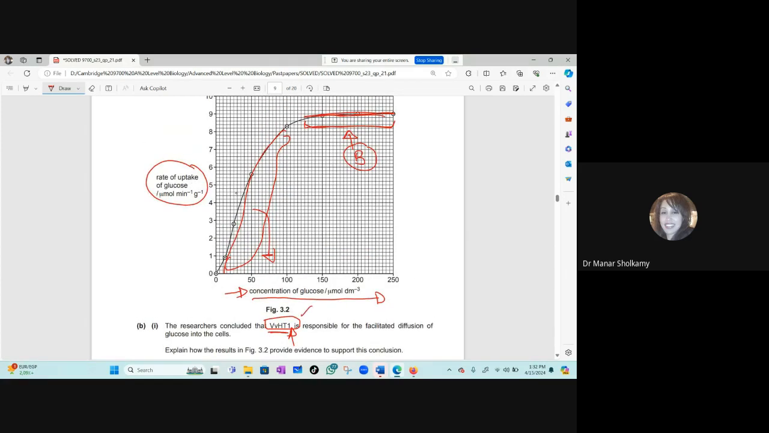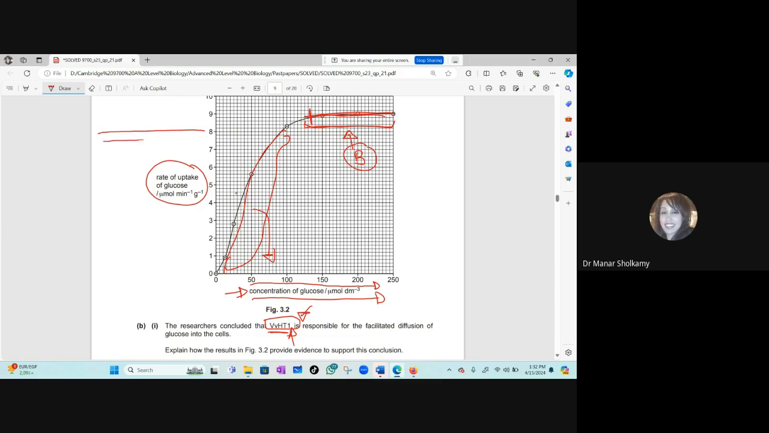This protein was found; it was a constant factor, it was not increasing. It was found in all the yeast cells. They increased the concentration of glucose, and then at one point, the rate of glucose uptake became constant. Why? You understand why now?